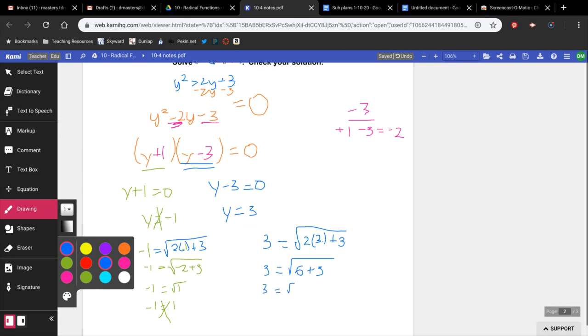6 plus 3 is 9. And the square root of 9 is 3. Hey, look at that! They checked out. So that means that y equals 3 is our solution.